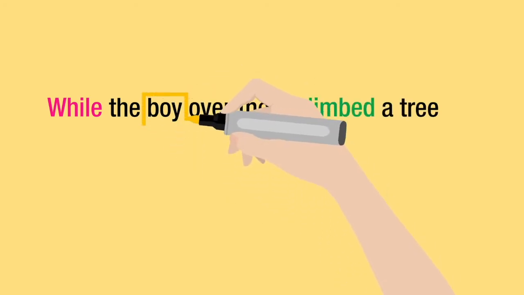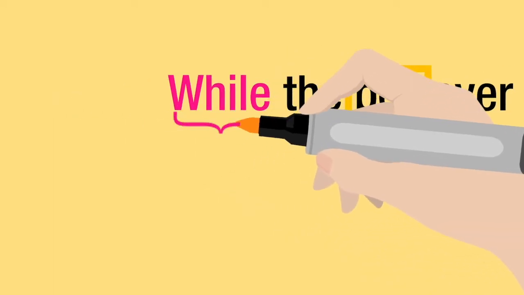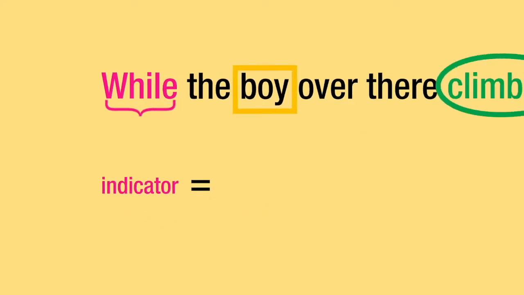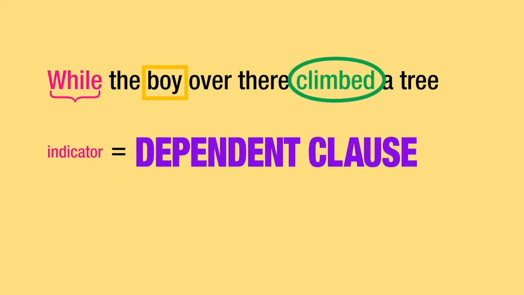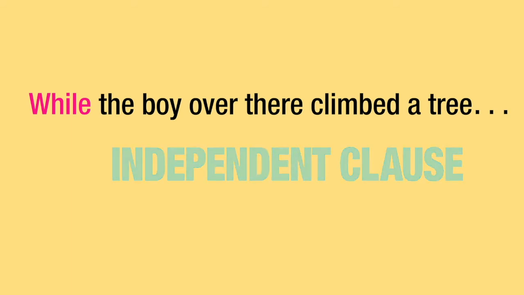We still have the subject boy and we still have climbed as the verb, but while is an indicator that what we have is a dependent clause. And the best way to tell is if when you read it, "While the boy over there climbed a tree," you feel like you're missing something. What? What happened? That's how you know what you are missing is your independent clause. So let's put one in.